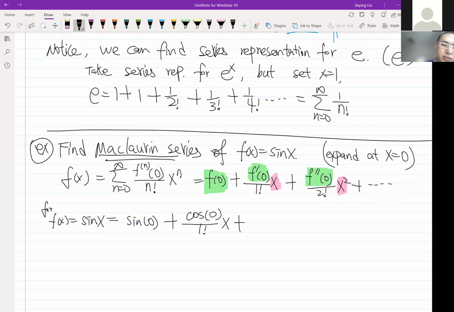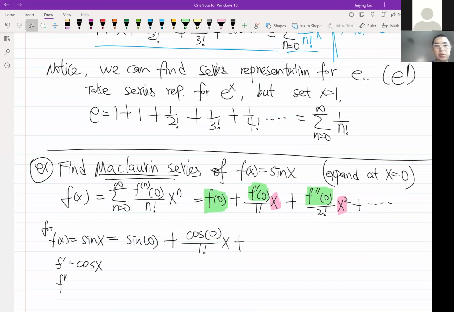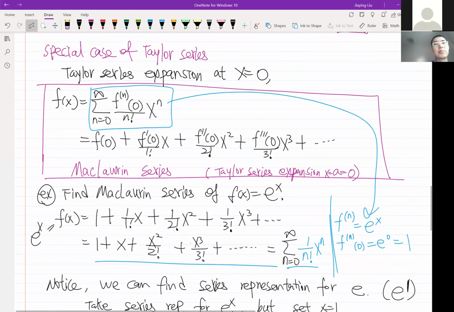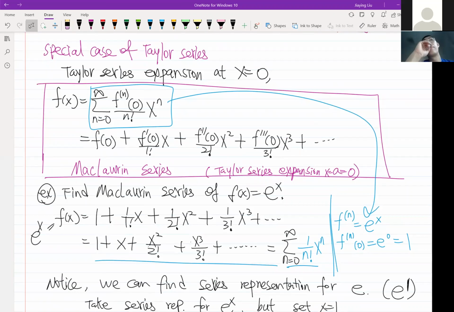So f equals sine, f derivative equals cosine x. But what about the second derivative of f? So think about the second, third, and fourth derivative of sine.